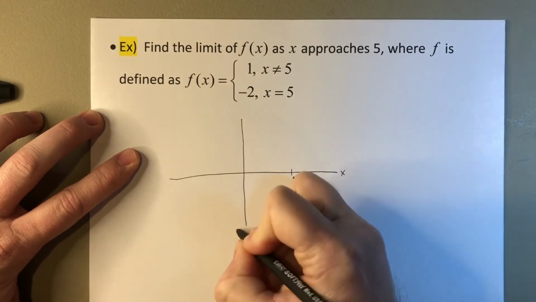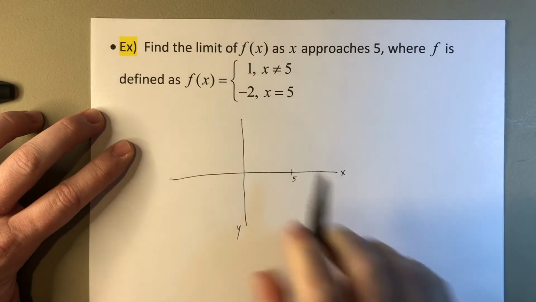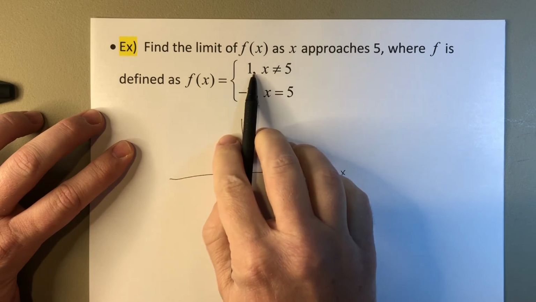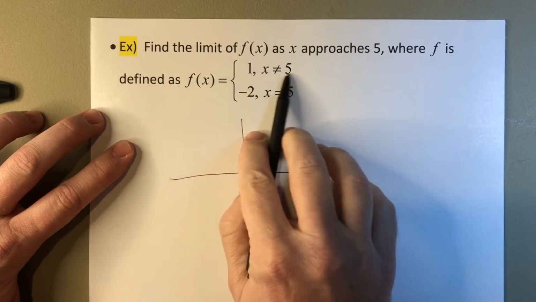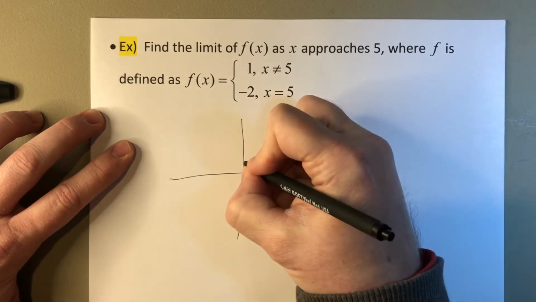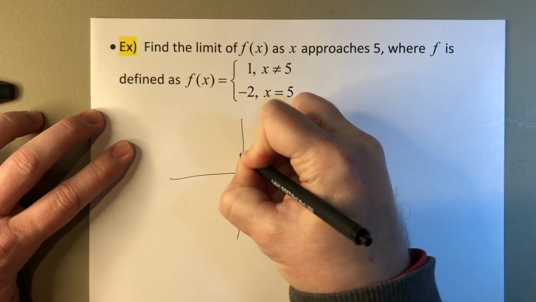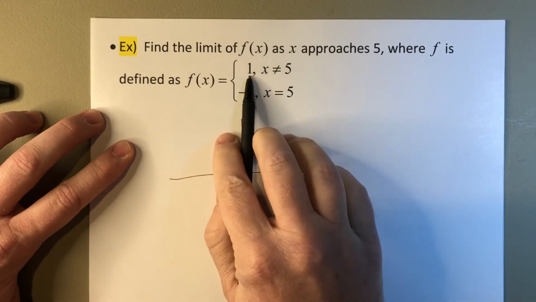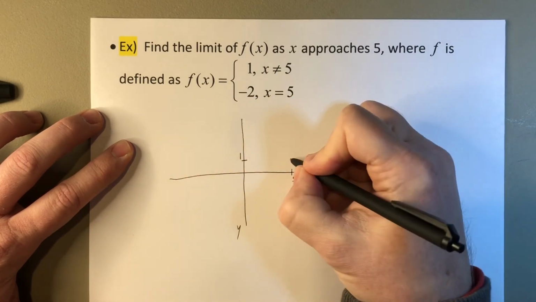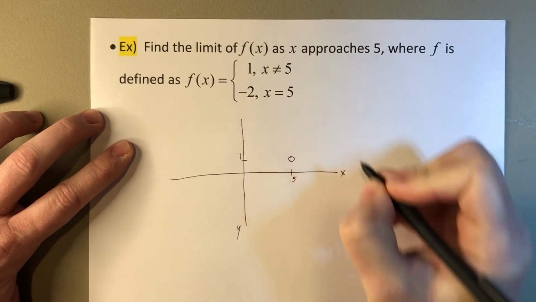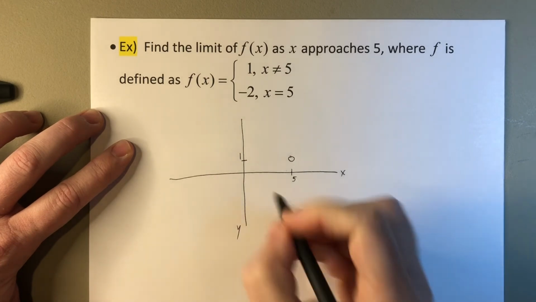This is, of course, our x-axis, and this is our y-axis. What this says is the function f is going to be equal to 1 everywhere x does not equal 5. And remember, f of x is the exact same thing as y, so y equals f of x. So I'm going to put a 1 right here. Again, f of x is equal to 1 everywhere x is not equal to 5. So I'm going to locate 5 on my x-axis and put an unshaded open circle there.